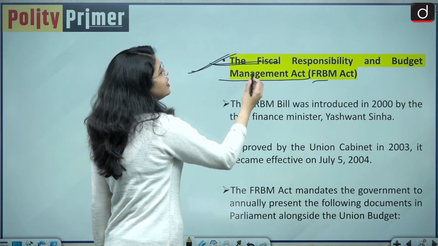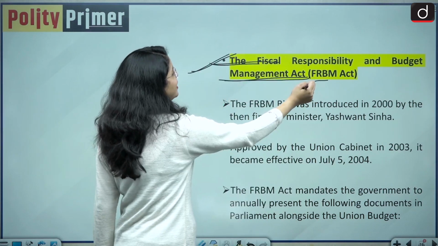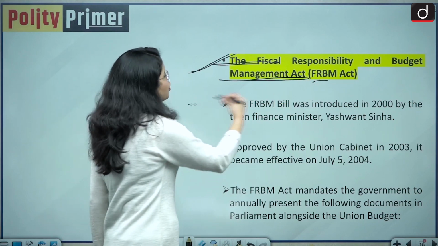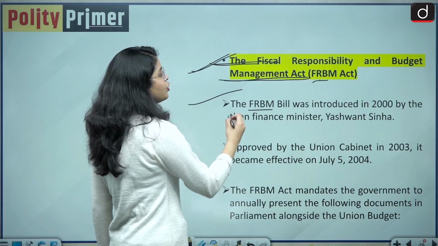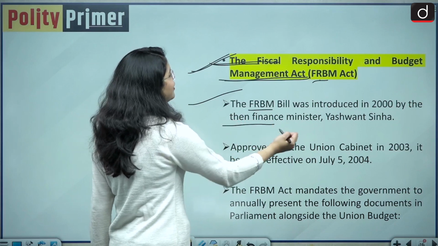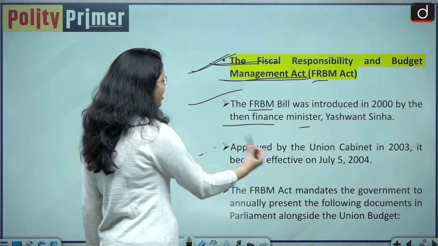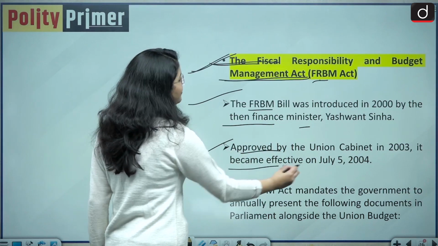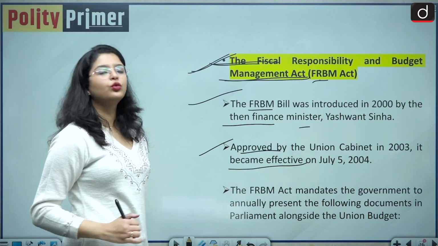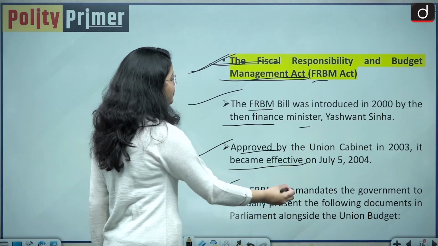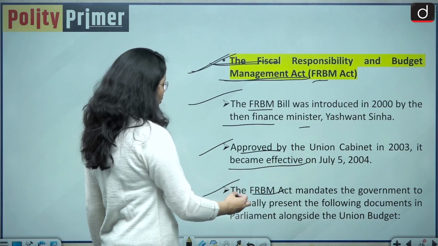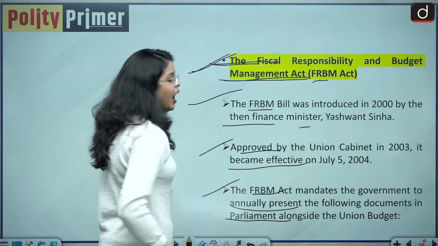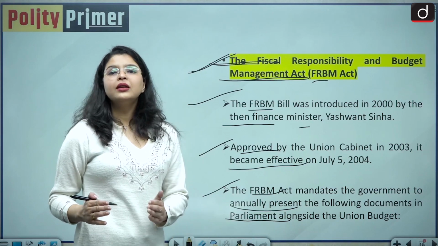Then comes the Fiscal Responsibility and Budget Management Act, also known as the FRBM Act. So this FRBM bill was introduced in the year 2000 by the then Finance Minister Yashwant Sinha, and it was approved by the Union Cabinet in 2003. It became effective on July 5, 2004, and the FRBM Act mandates the government to annually present the following documents in Parliament alongside the Union budget.